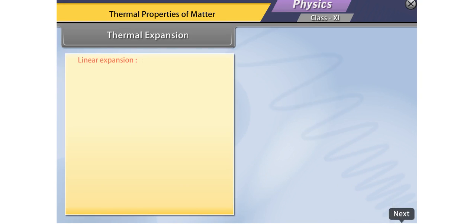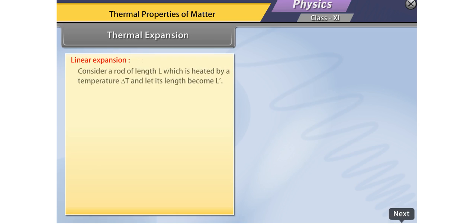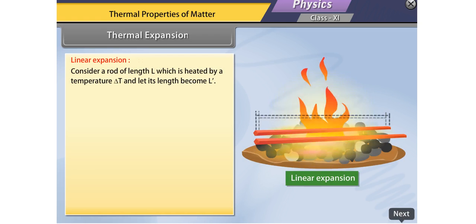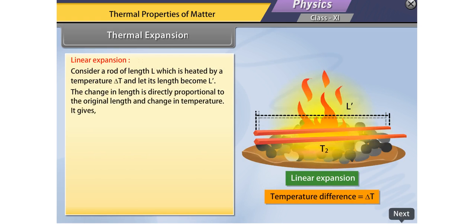Linear expansion. Consider a rod of length L, which is heated by a temperature change delta T, and let its length become L'. The change in length is directly proportional to the original length and the change in temperature. It gives L' - L is directly proportional to L delta T, or L' - L is equal to alpha L delta T.